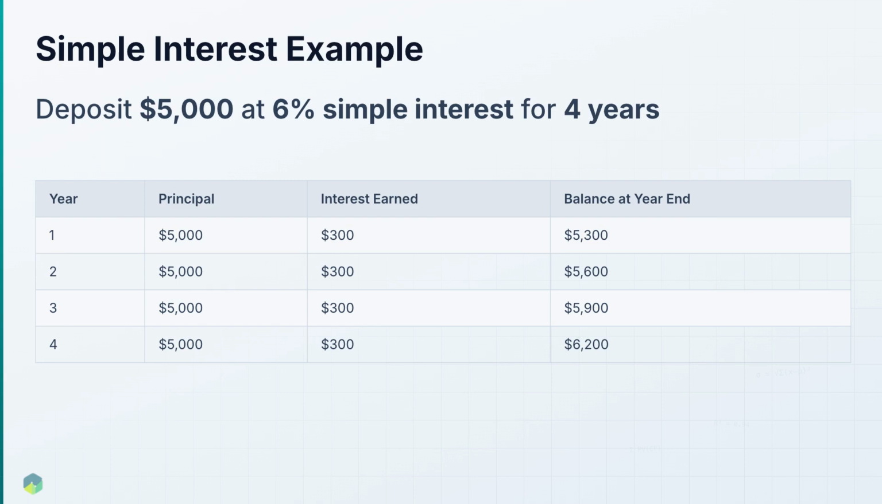Let's see this in action. Say you deposit $5,000 into an account that pays 6% simple interest per year, and you leave it there for 4 years. Each year you earn $300, which is 6% of $5,000. After 4 years, you've earned $1,200 in total interest.